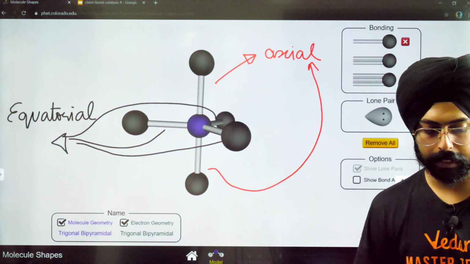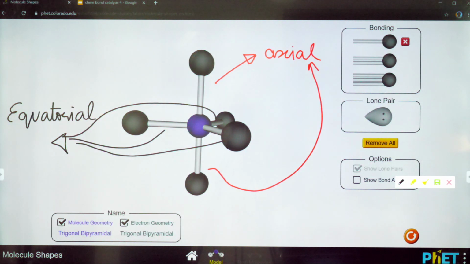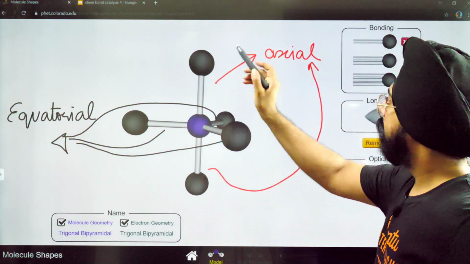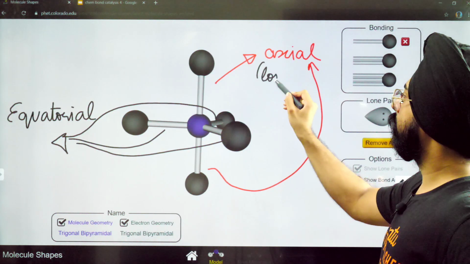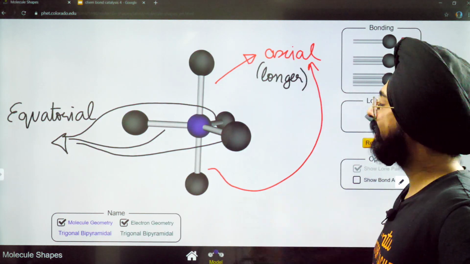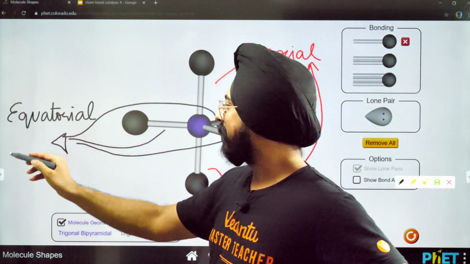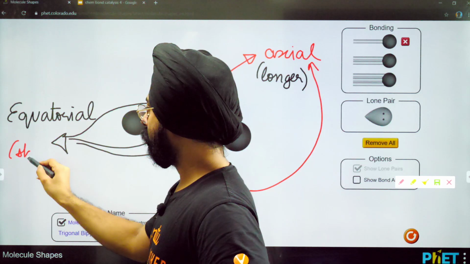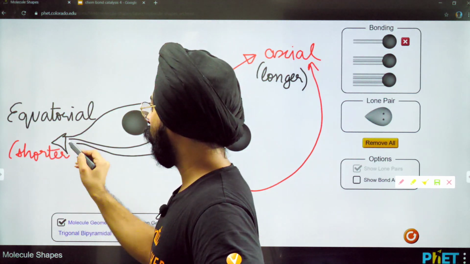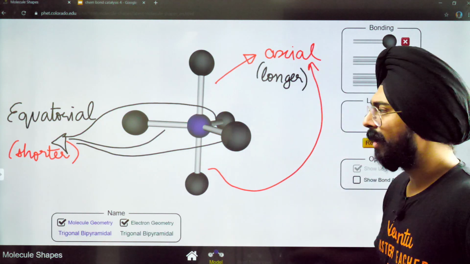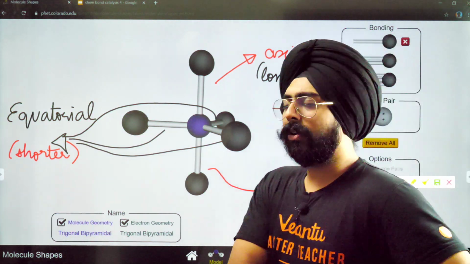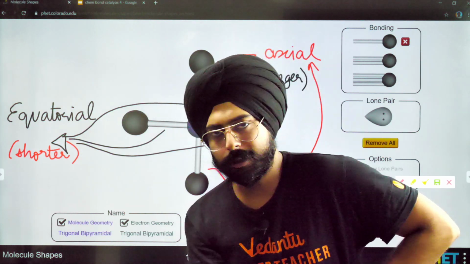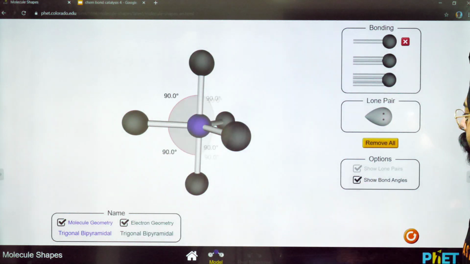Fine. Great. Now, my dear friends, the fun thing is, the axial bonds in a trigonal bipyramidal system are longer. Oh, this is interesting now. The axial bonds are longer, the equatorial bonds are shorter. Why is this so? Why? Axial bonds are longer, equatorial bonds are shorter. Why is this happening? To give you the idea, let me show you the bond angles.